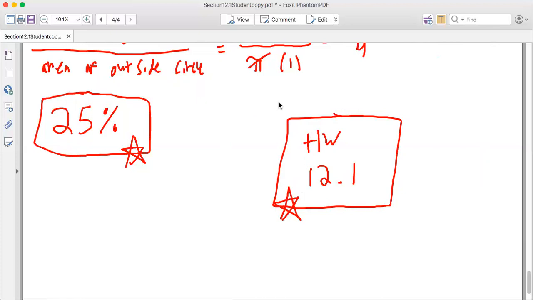We're going to take a look at continuous random variables next in 12.2, and we're going to keep talking about expected value, variance, and standard deviation. But now we're going to bring calculus back into play.